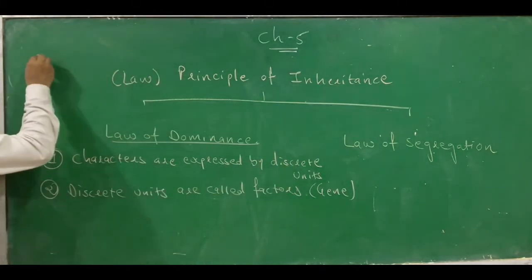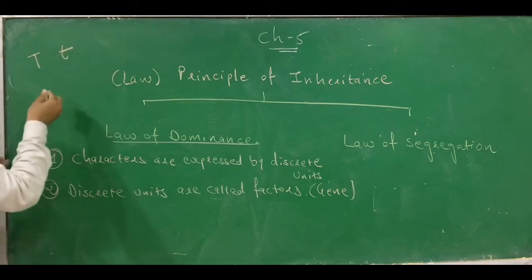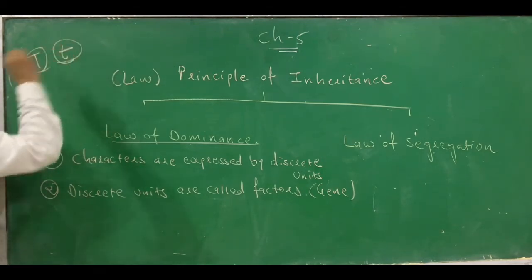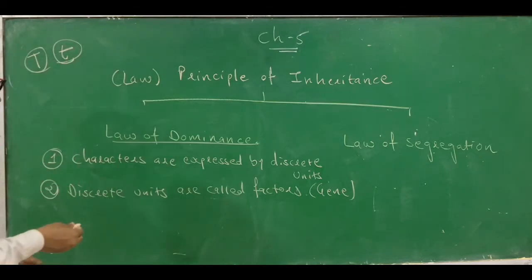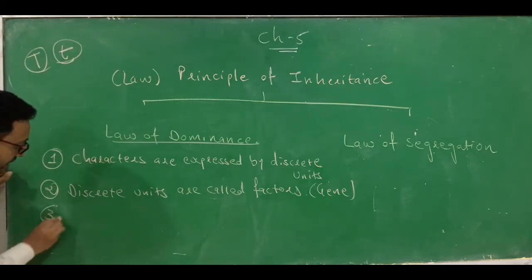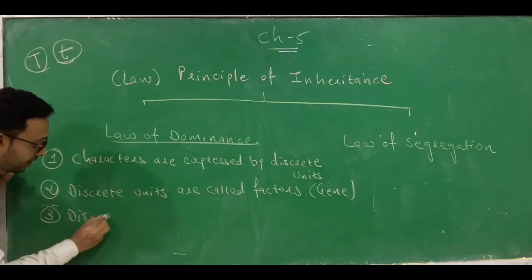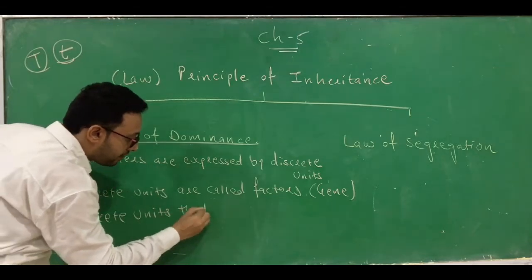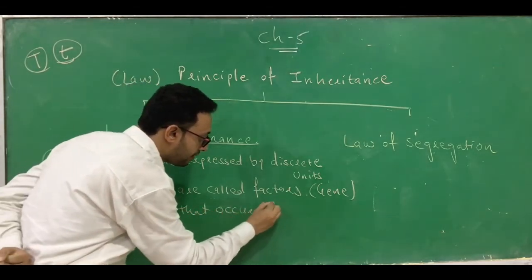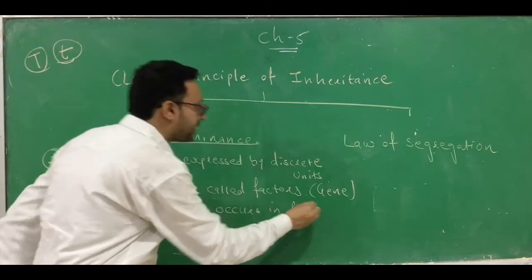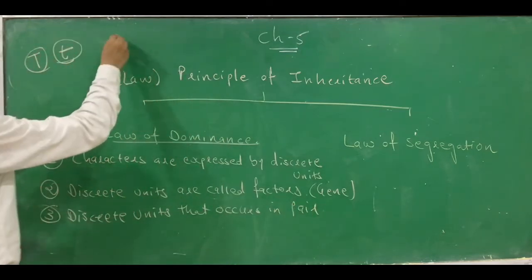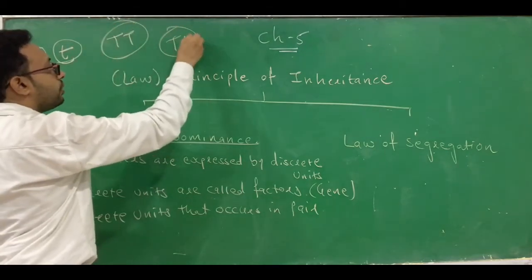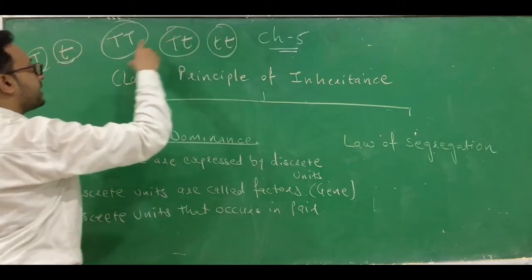Like here I will explain it: capital T, small t. These are the units. They are expressed by discrete units, and Mendel called this a factor. Now, these discrete units occur in pairs. Remember, they occur in a pair. It's not like this. They are occurring in pairs: capital T, capital T; capital T, small t; small t, small t. They occur in a pair.